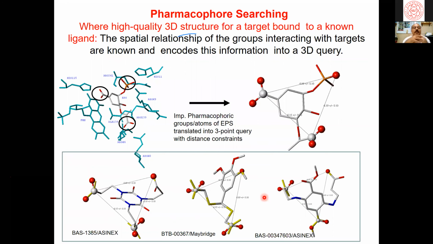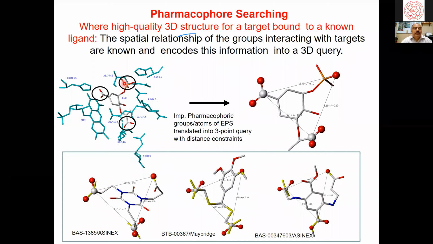So for example, suppose you have a high quality three-dimensional structure of a target bound to a known ligand. So you can see how the bound ligand interacts with the protein.